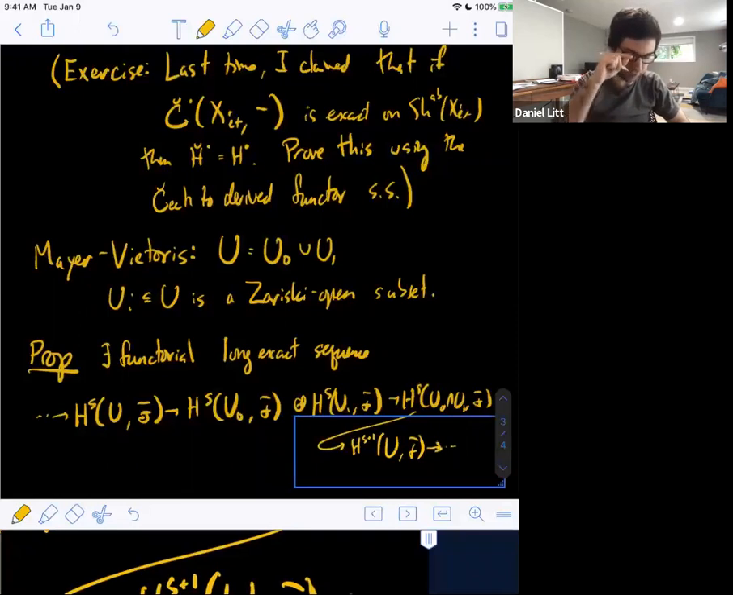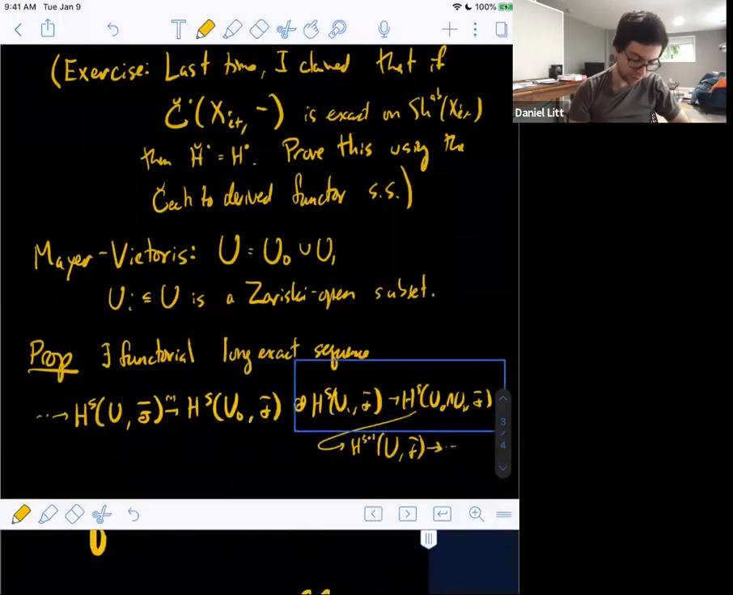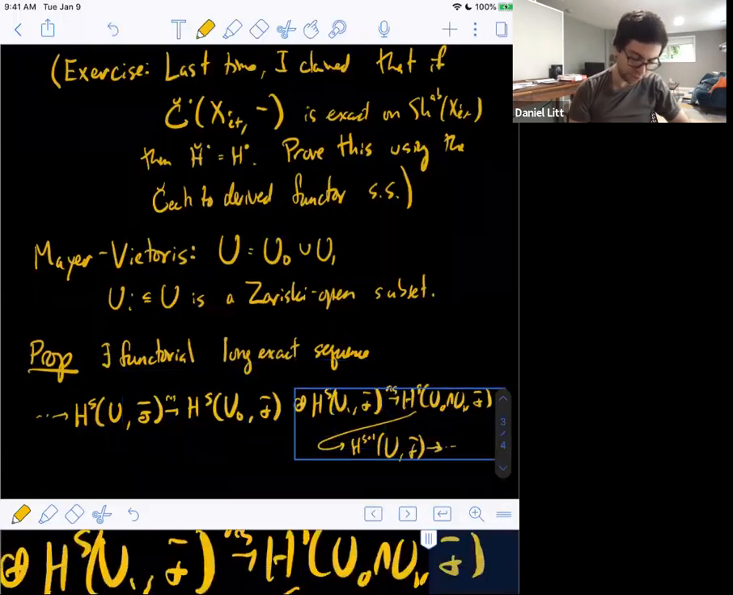So this is exactly like the situation in topology. What are these maps? These are the restriction maps. This is the restriction map, and this is going to be a differential in the Čech-to-derived functor spectral sequence. Are there any questions about the statement?